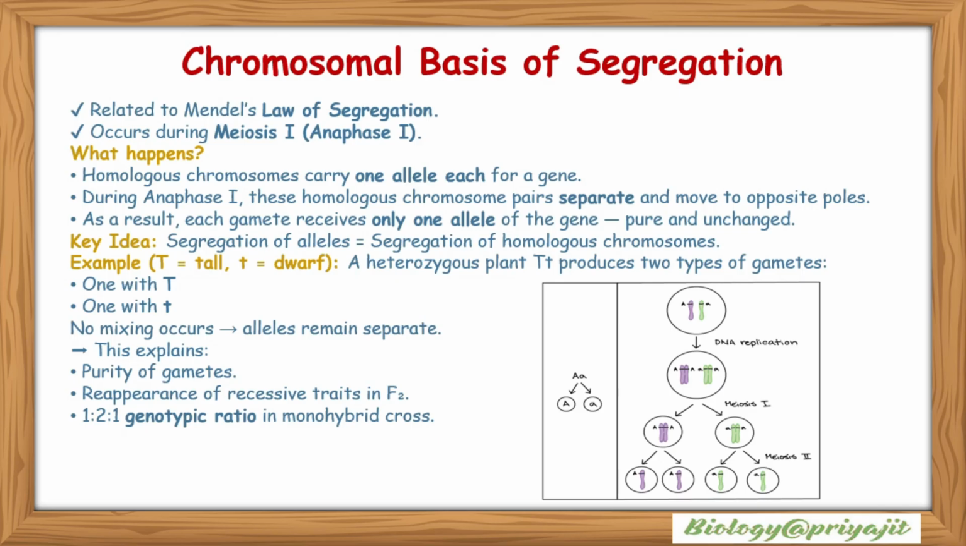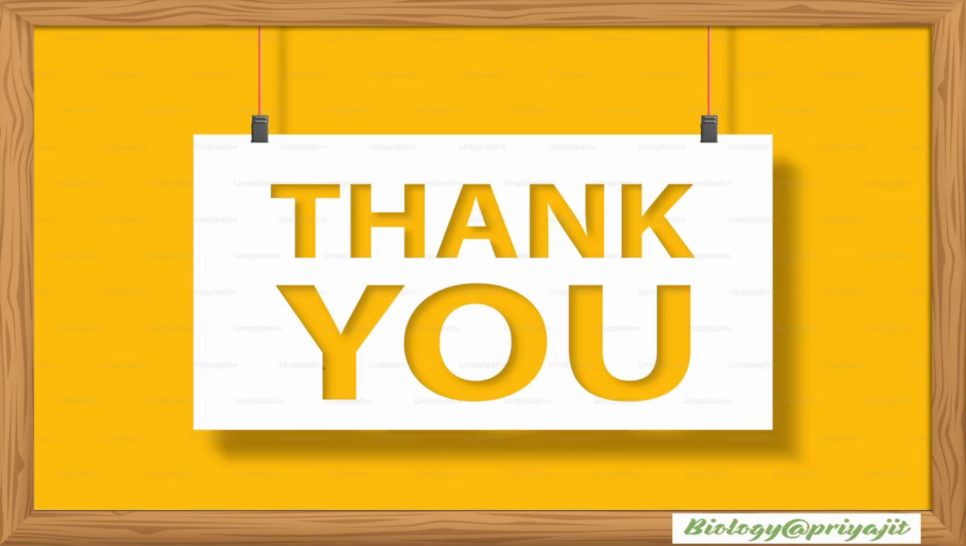So what is the example? Capital T indicates tall, and small t is dwarf. A heterozygous plant, capital T small t, produces two types of gametes, one with capital T and one with small t. No mixing occurs. Alleles remain separate. This explains the purity of gametes, the reappearance of recessive traits in F2, and the 1:2:1 genotypic ratio in a monohybrid cross.